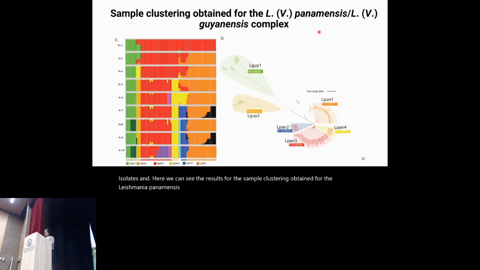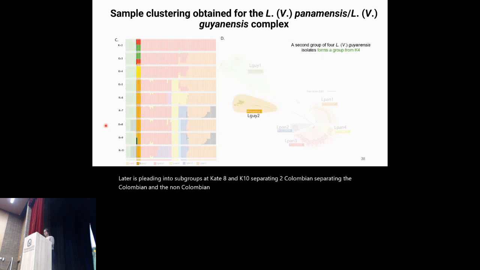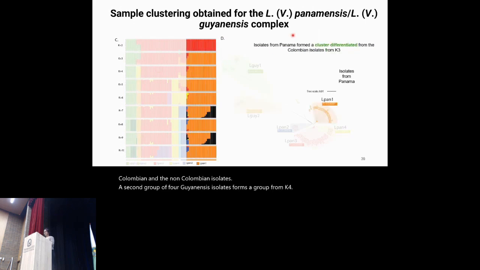And here we can see the results for the sample clustering obtained for the Leishmania panamensis and guyanensis complex. Leishmania guyanensis appears as a distinct group from K2, later splitting in two subgroups at K8 and K10, separating the Colombian and the non-Colombian isolates. A second group of 4 guyanensis isolates forms a group from K4. Isolates from Panama form a cluster differentiated from the Colombian isolates from K3.